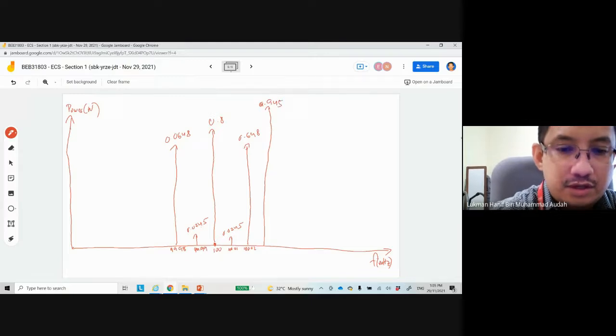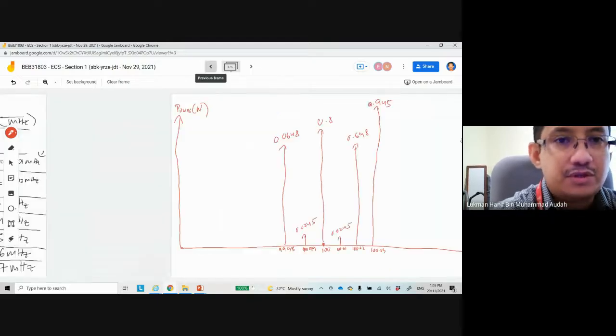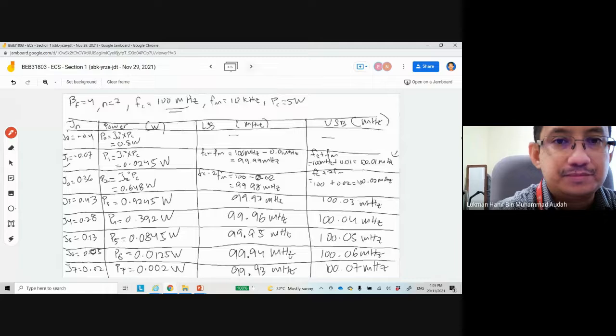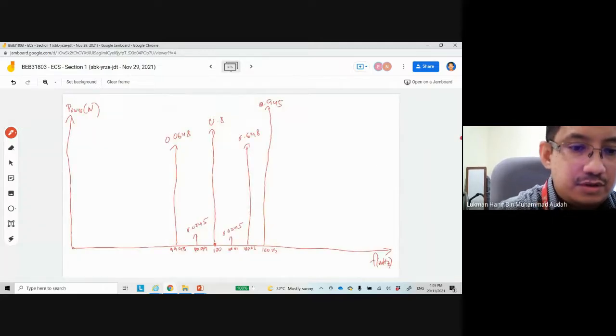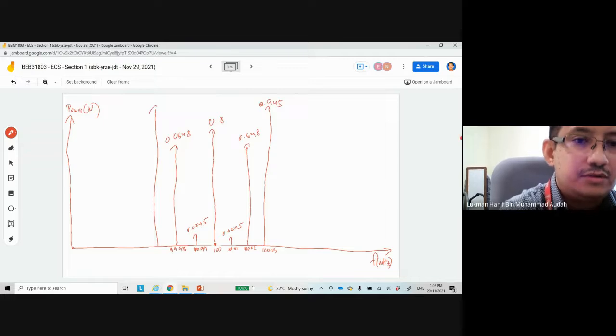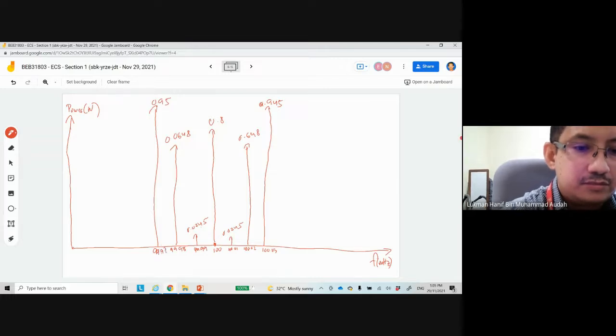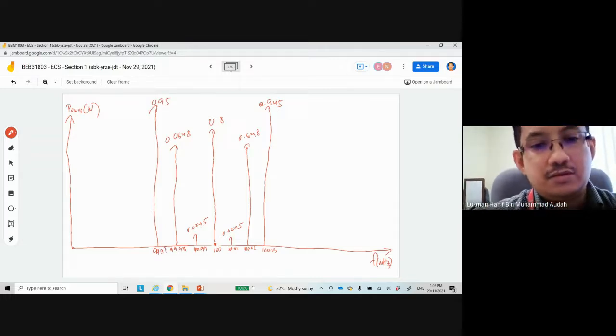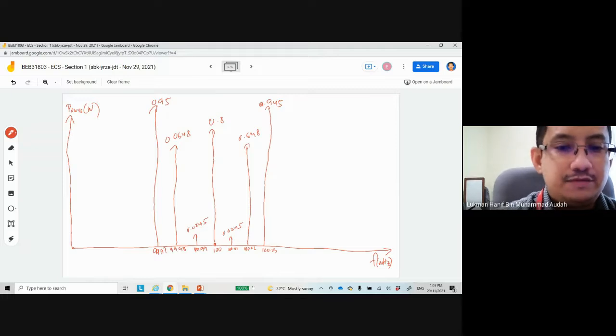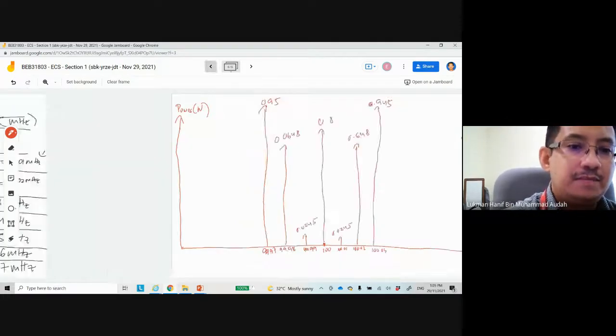Okay, so this is 100.03. I'll continue, 100.04. Sorry, this is here, 0.945. This is 99.97. Okay. So then for the fourth sideband, 0.392.